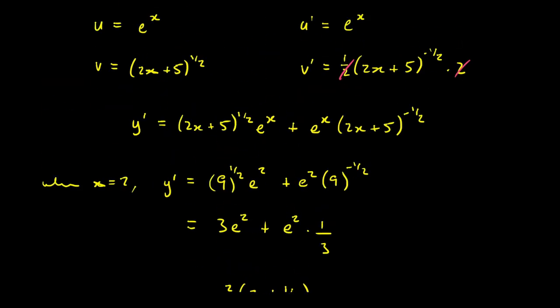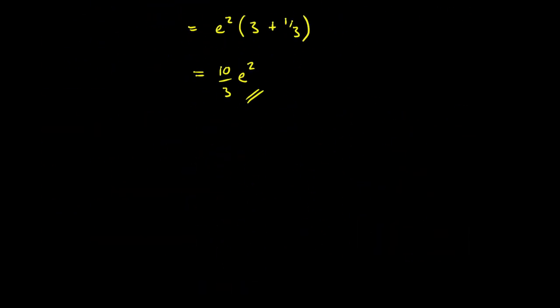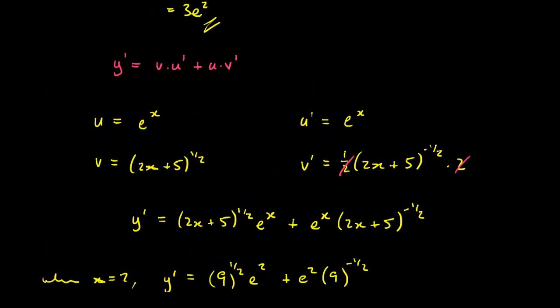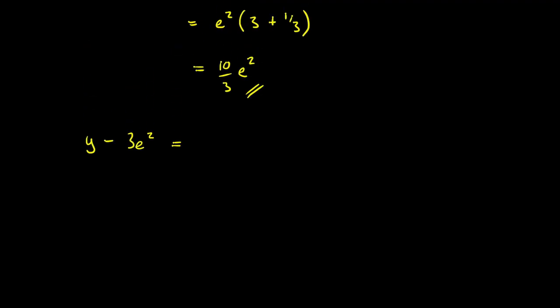So now what I've got is my gradient as well. So I've got the point, I've got the gradient, so I can now substitute in. So I've got y minus y1. So I've got y minus, what was y1? 3e squared is equal to the gradient m, which was 10 upon 3e squared, x minus x1, and x1 was 2. Okay, so we've got the equation of the tangent now.